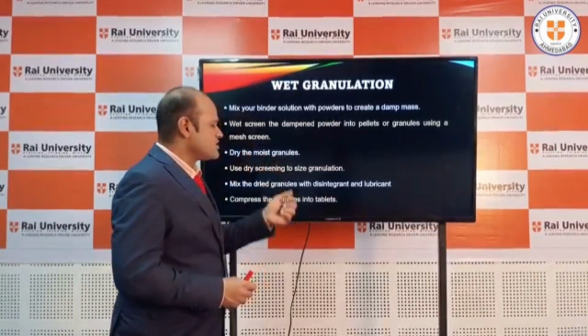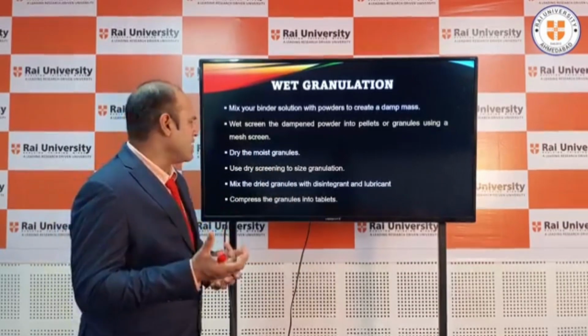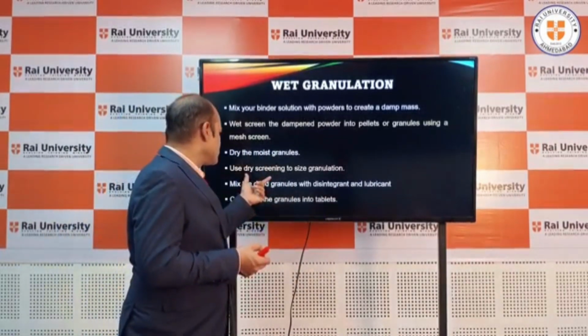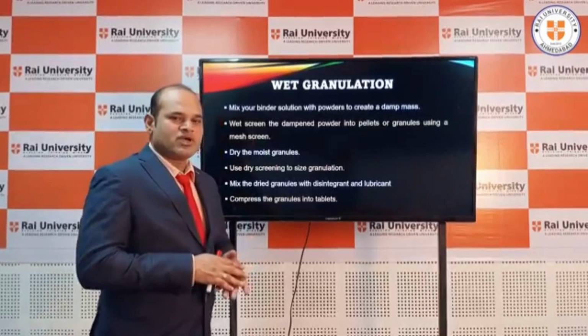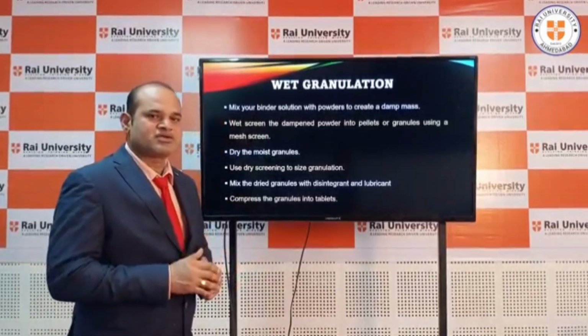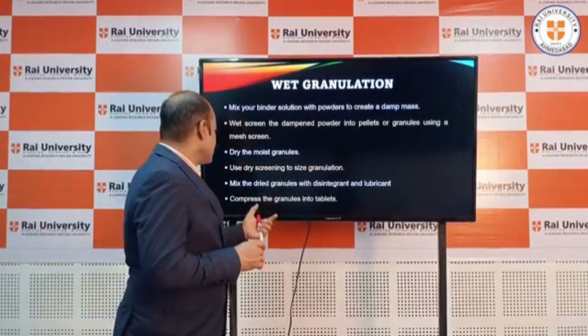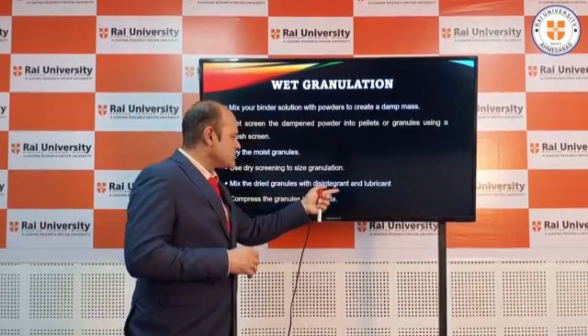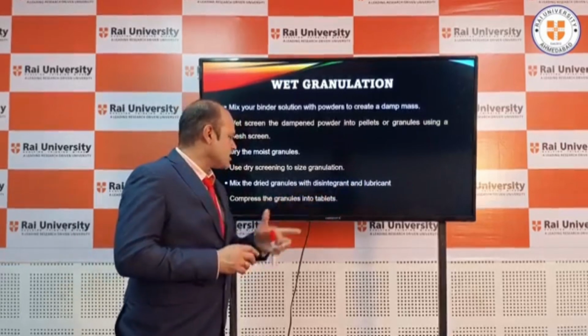Next is drying the moist granules. You have to dry the moist granules using any dryer. Next we have to use dry screening to size the granulations. It means we have to use dry sieve methods to have uniform size of granules. Next is mix the dried granules with disintegrant and lubricant. Then compress the granules into tablets.